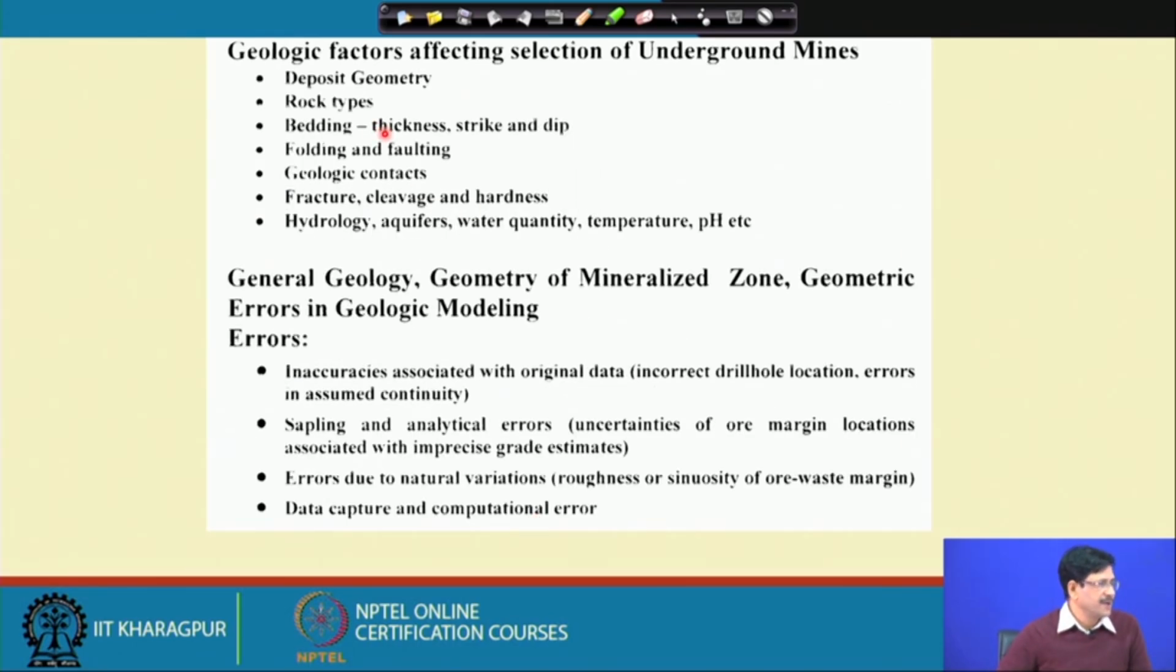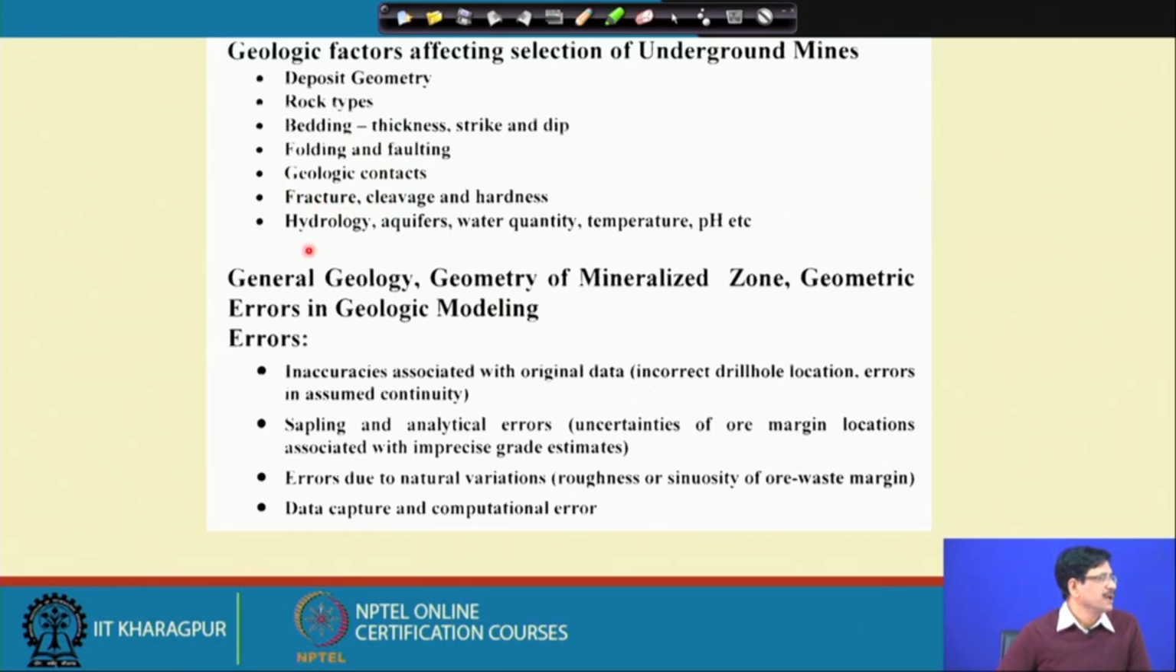Now, the other geologic factors that are important for underground mines are the deposit geometry as before, and the rock types, because the slope and the stability of the rocks are far more important criteria in underground mines than in open cast mines. Bedding, thickness, strike and dip, folding and faulting are also equally important, and moreover in underground mining the faulting and the fault zones have to be very well delineated, because they will pose additional stability problems.